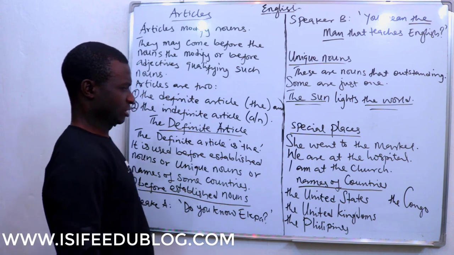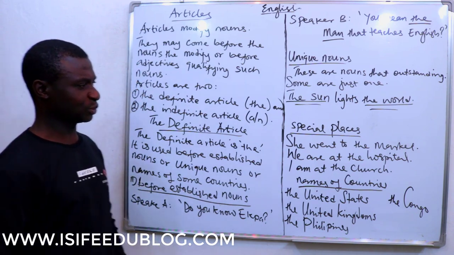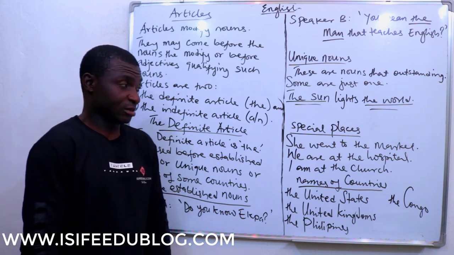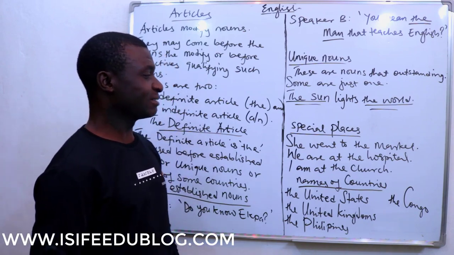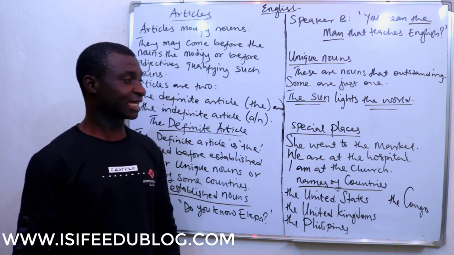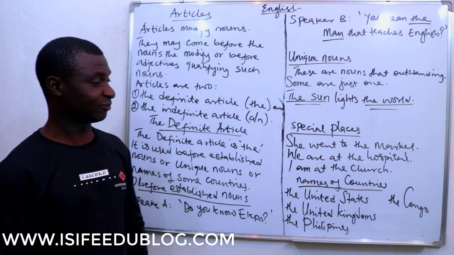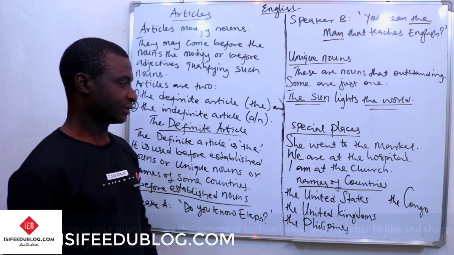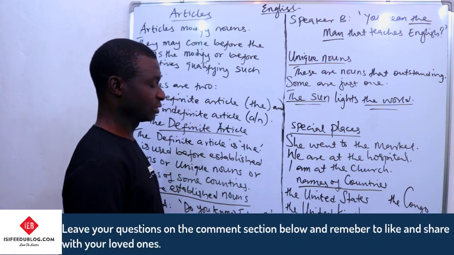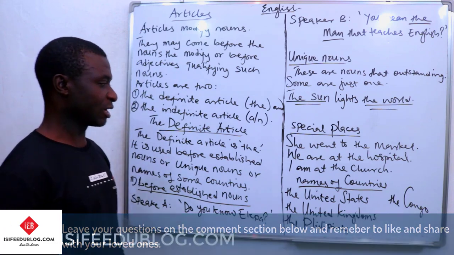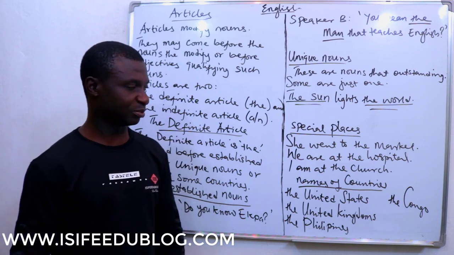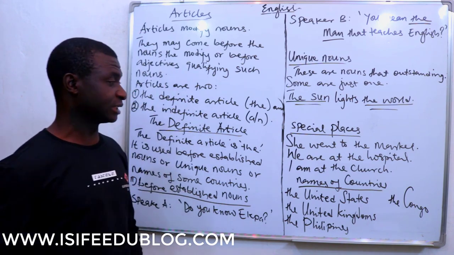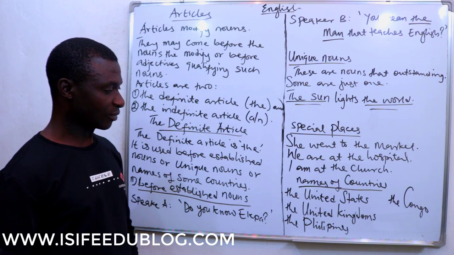We also use it to refer to special places, places where special services are rendered. She went to the market. Obviously, even if there are many markets in the area, the fact that the market is mentioned, somebody knows the fellow has gone to buy or sell. That is the idea. So she went to the market. We are at the hospital. There may be many hospitals, but if you say we are at the hospital, the purpose is simple and clear. I am at the church. So these are special places, and they usually take the. Okay.